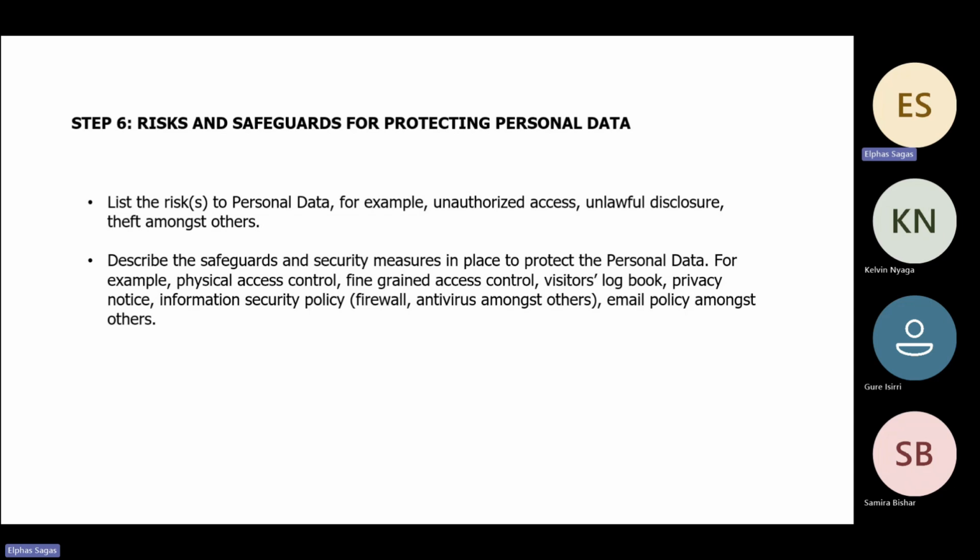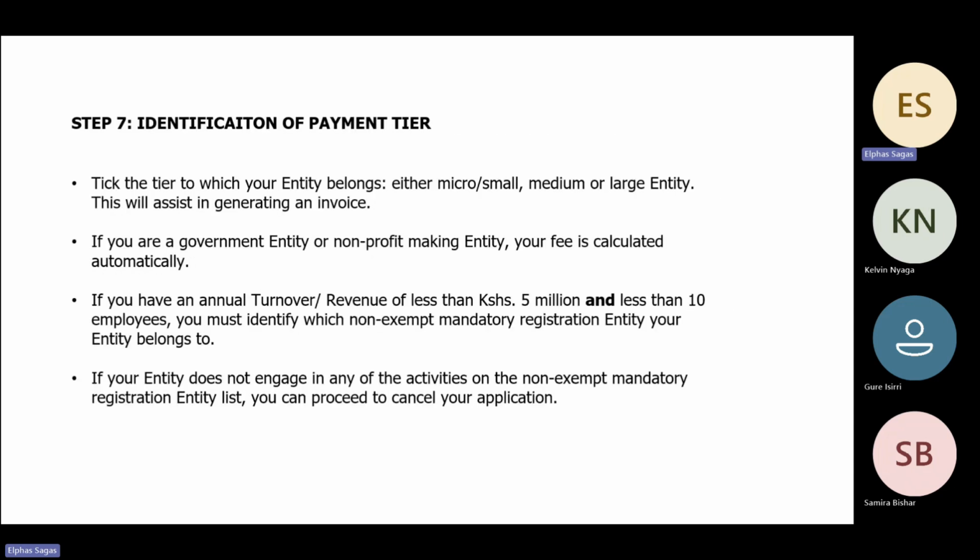Once you've done that, you move to the next step, that is step 7. That is where you are going to pick the tier that you fall into. We have what we call the micro, medium, and large entity. For government entities and non-profit entities, your fee is calculated automatically. It's a flat rate. For other non-government entities or profit-making entities, the registration fee is calculated based on your annual turnover documents. And that's why it's important when you're registering, you attach your annual turnover documents.